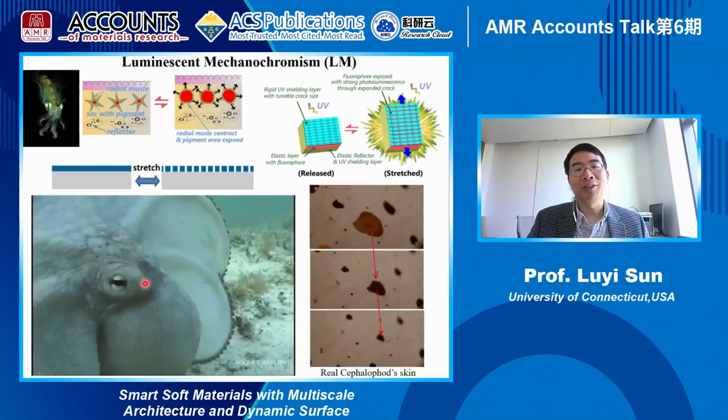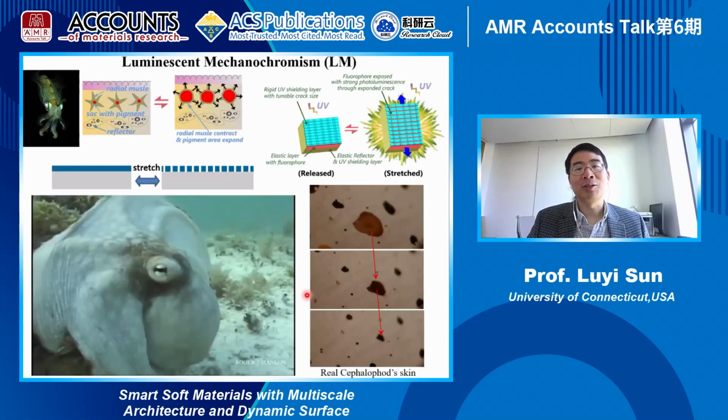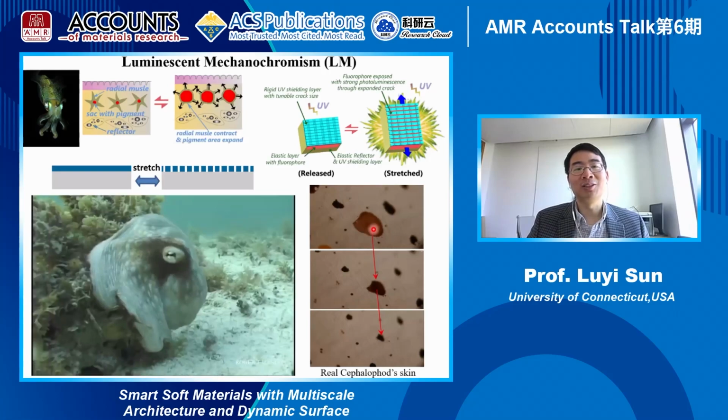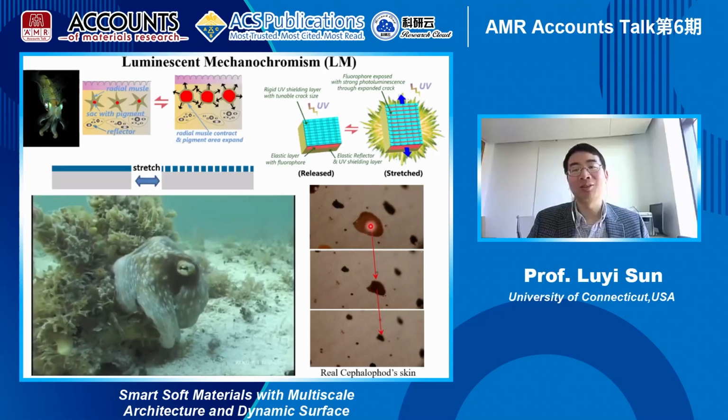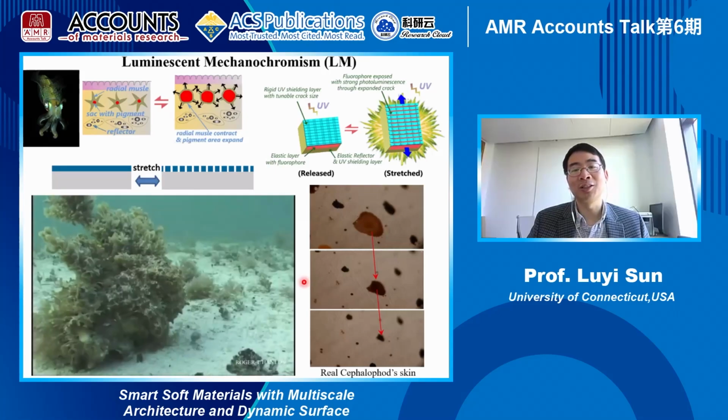But basically, in the skin, there are a lot of pigments which are encapsulated by muscle of octopus. And whenever the octopus contracts its muscle, you can see virtually no pigments. Those tiny dots are completely blocked.